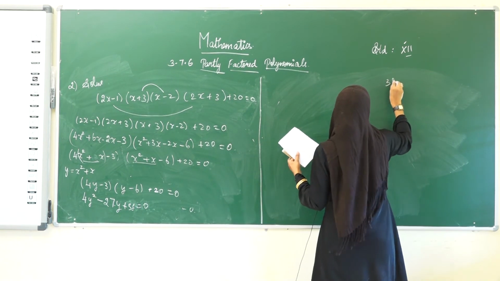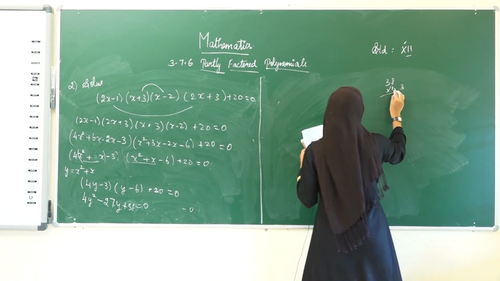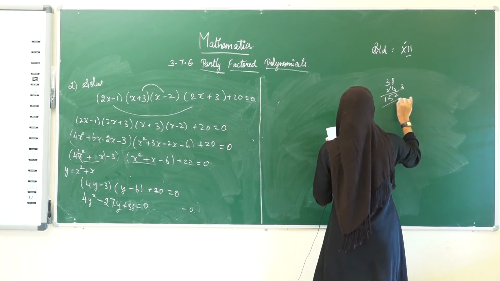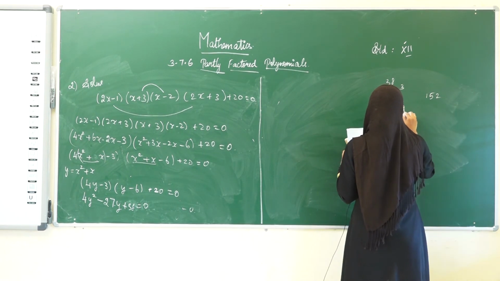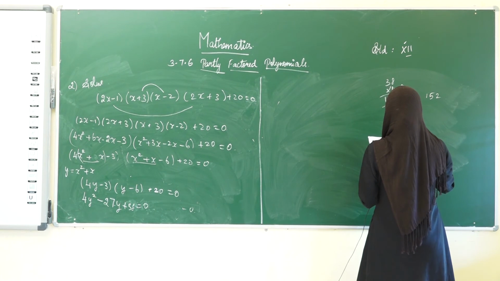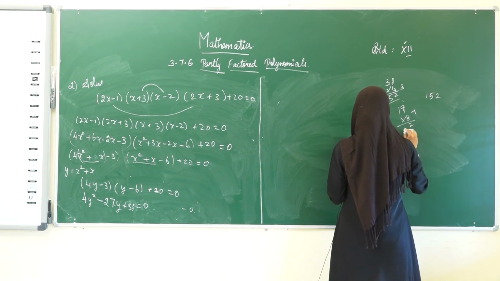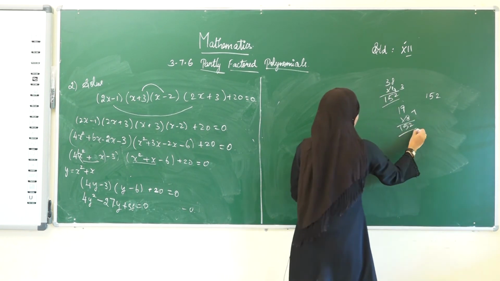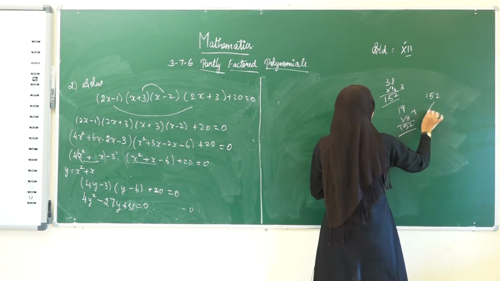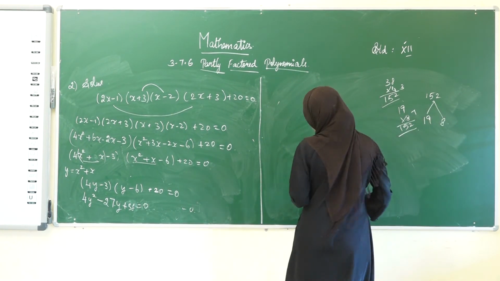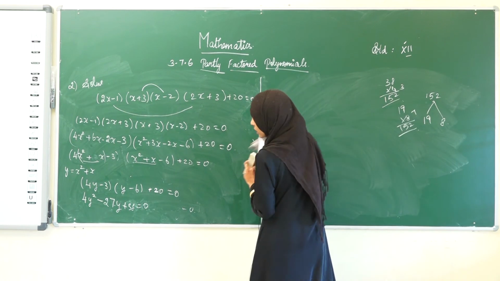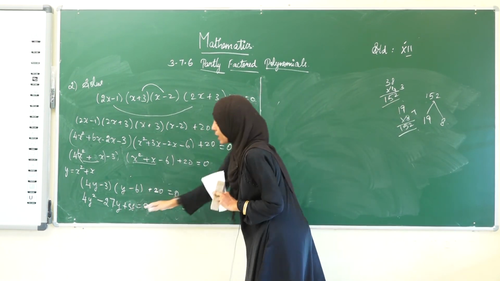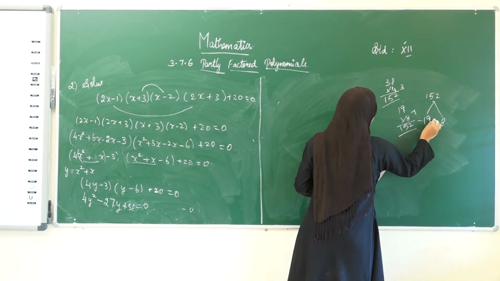So 38 into 4 is 152, right? So 152. 19 into 8 is 152, therefore 19 and 8. In the middle we should get 27, so adding this we get 27. See, here it is 38 into 4, that is only plus, but in the middle we should get minus 27. Therefore we are adding minus in both terms.